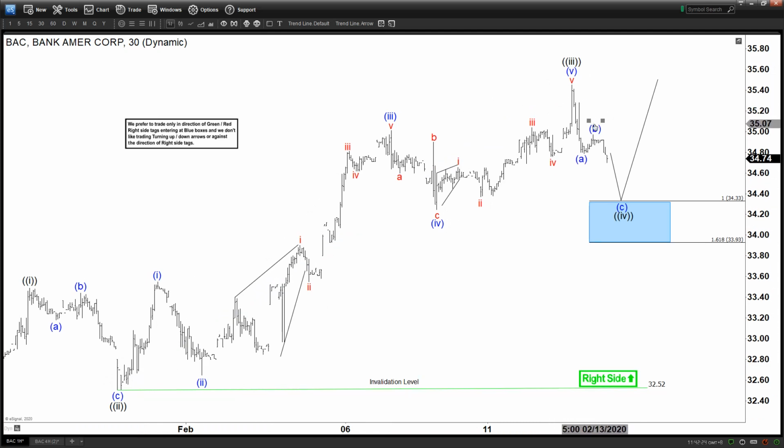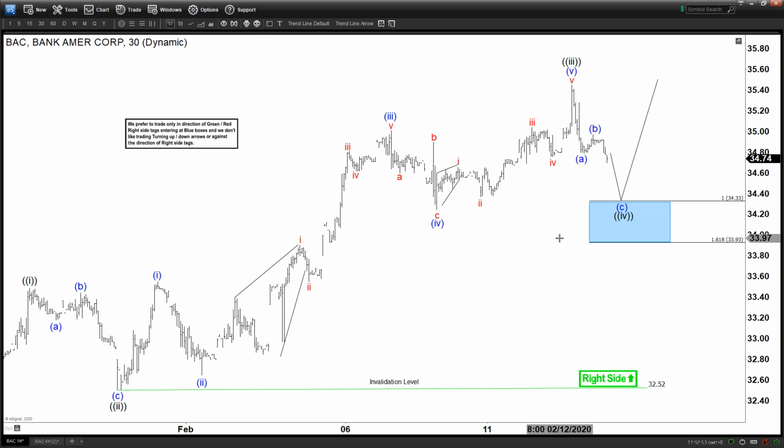There is a pullback, and we could see a little bit more downside to reach equality here, where the C will be equal to the A. Okay, and so this blue box then is going to be the support area in the shorter cycle. So this is only a short-term view. This area can produce support, and from here the stock can go to new high again, or at least bounce in three waves from here.